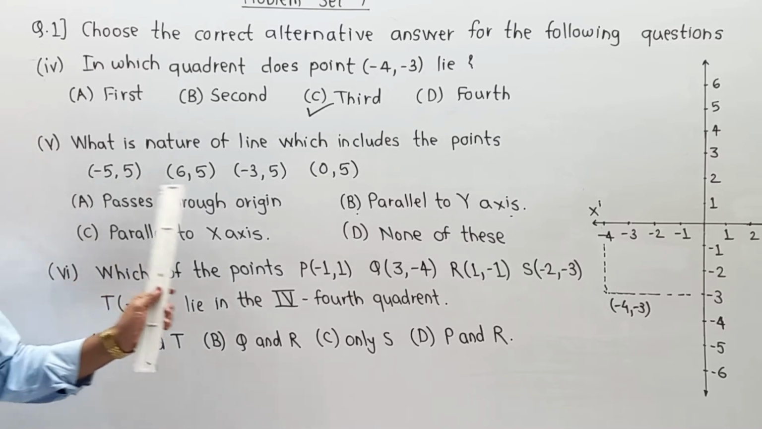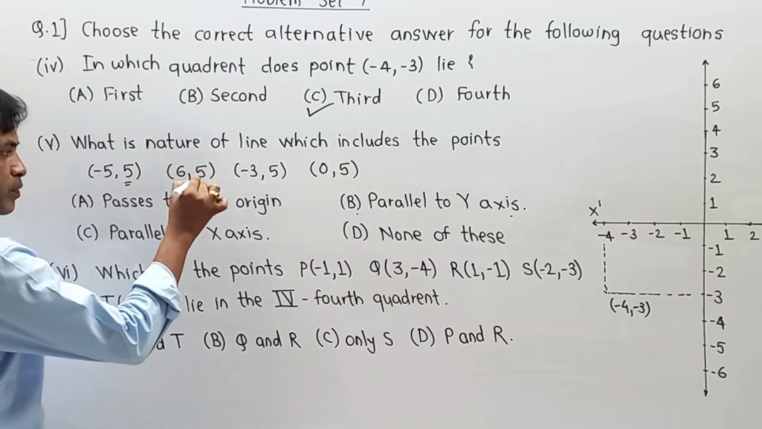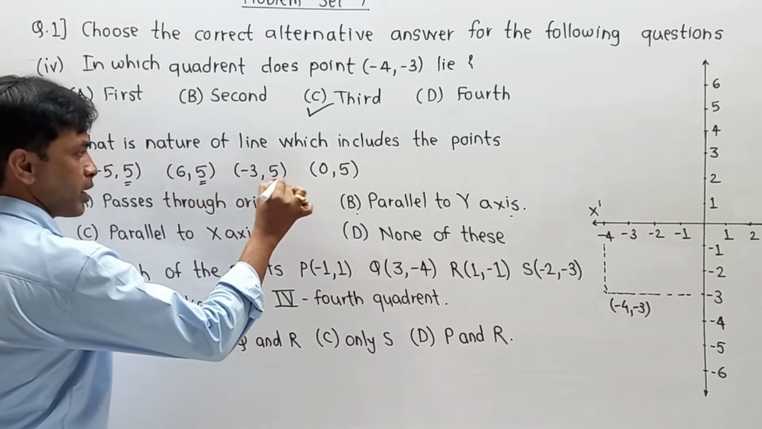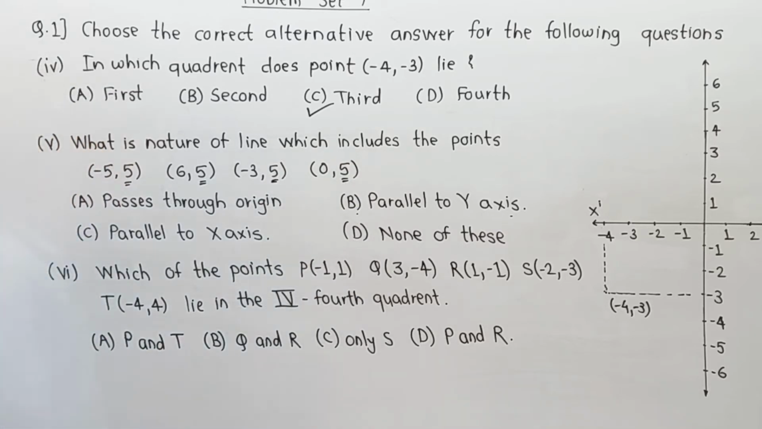No doubt, from observation only we can observe one thing. Here the value of y is 5, the y coordinate is 5 throughout. It means the y coordinate remains stationary, constant. But still, as a part of understanding, I am going to draw it on a graph.